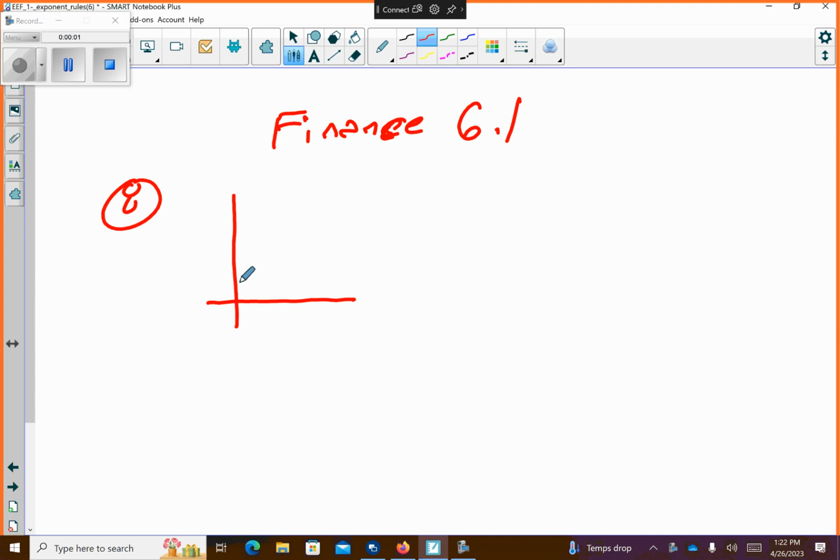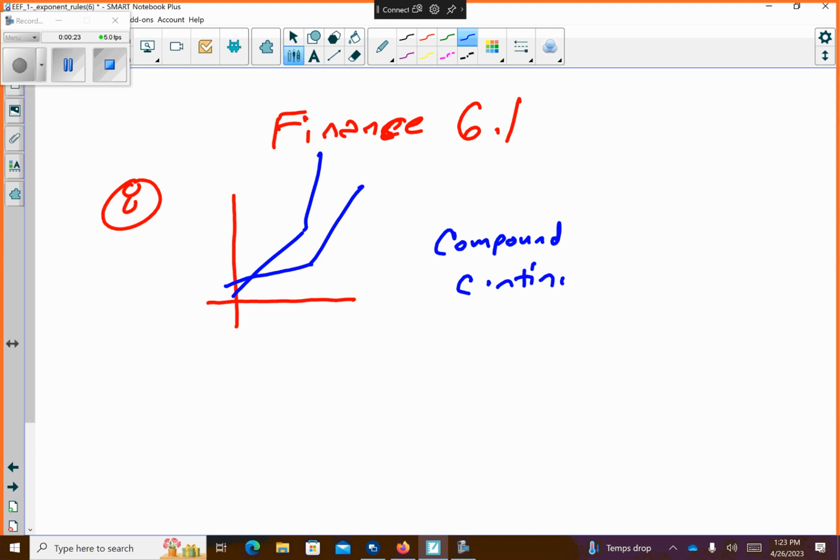They have a graph that looks like this, and a graph that looks like this. And they want to know which one is compounded continuously. Okay, so this one would be the one compounded continuously.